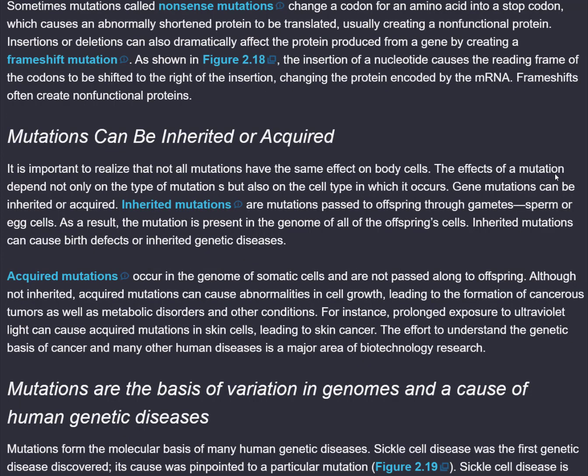Sometimes mutations called nonsense mutations change a codon for an amino acid into a stop codon, which causes an abnormally shortened protein to be translated, usually creating a non-functional protein. Insertions or deletions can also dramatically affect the protein produced from a gene by creating a frameshift mutation. As shown in Figure 2.18, the insertion of a nucleotide causes the reading frame of the codons to be shifted to the right of the insertion, changing the protein encoded by the mRNA. Frameshifts often create non-functional proteins.